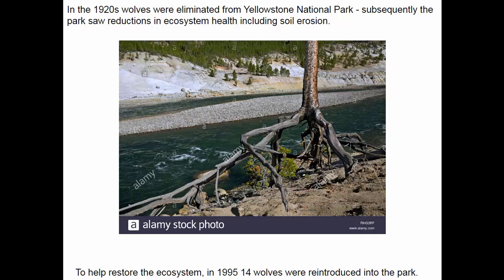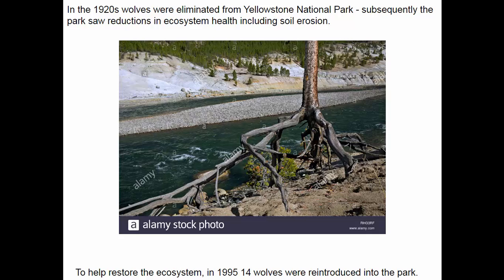We'll talk more about this, but in ecology, you study the connections between different types of organisms. And often what you'll find is that the removal or the addition of a species into a certain area has effects that you might not have predicted, and this would be one of those.